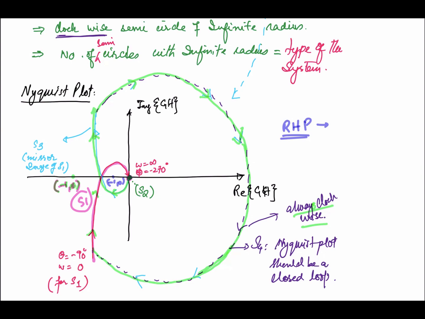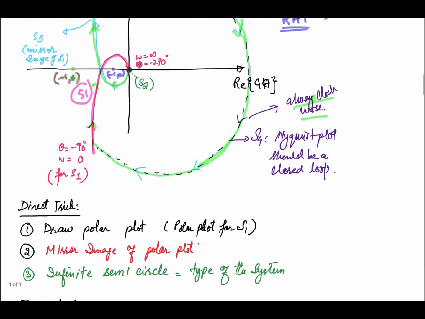The Nyquist plot should be a closed loop, because you are selecting the closed path in the S plane. So that's all from this video. In the next video we will discuss detailed examples for determining the stability with the help of the Nyquist criterion. Thank you very much.